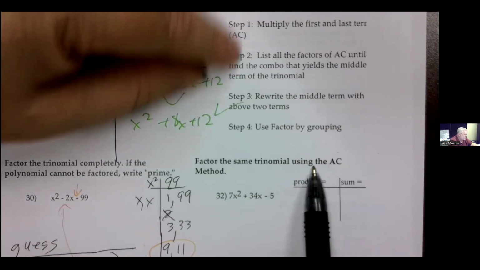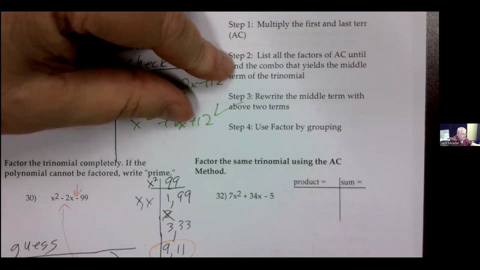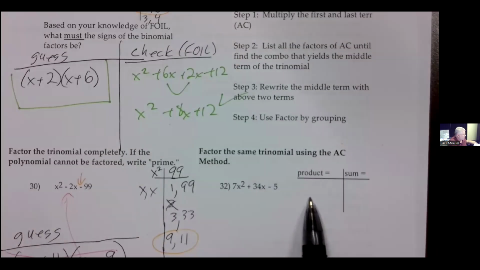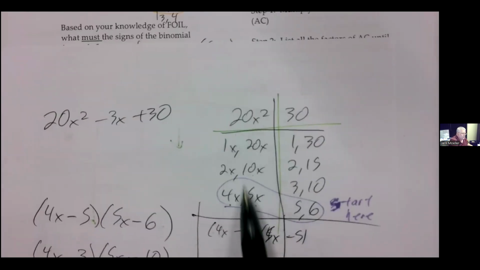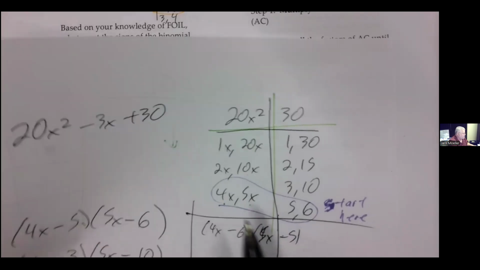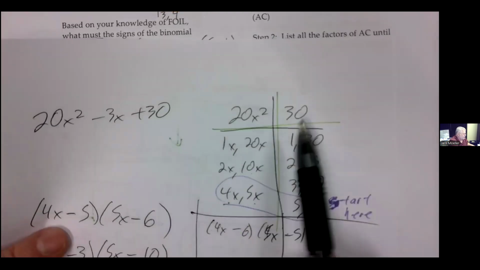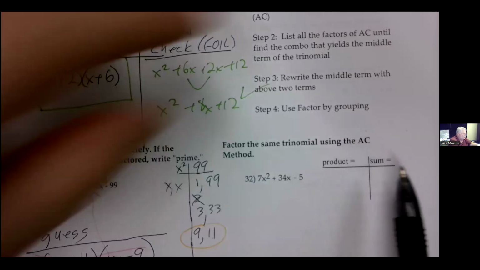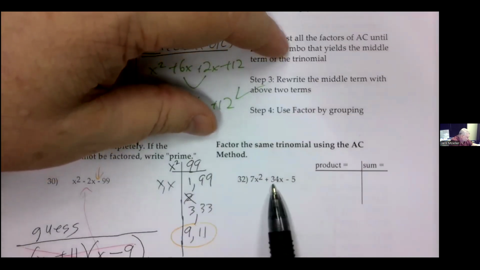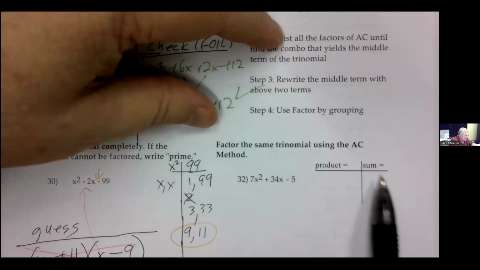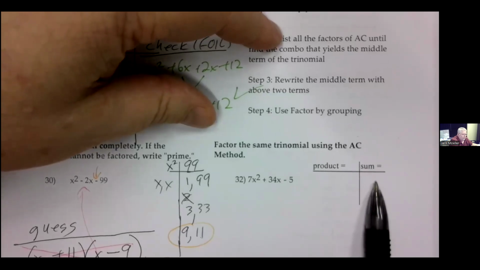What are we going to do with that? Well, we're going to list all the factors of that product. So just like we were doing in our tables here, we're going to list all the possible factors. But what we're going to do now, instead of listing the possible factors of the last one, we're going to try to get that middle term. And so that is what's going to go in the second column.